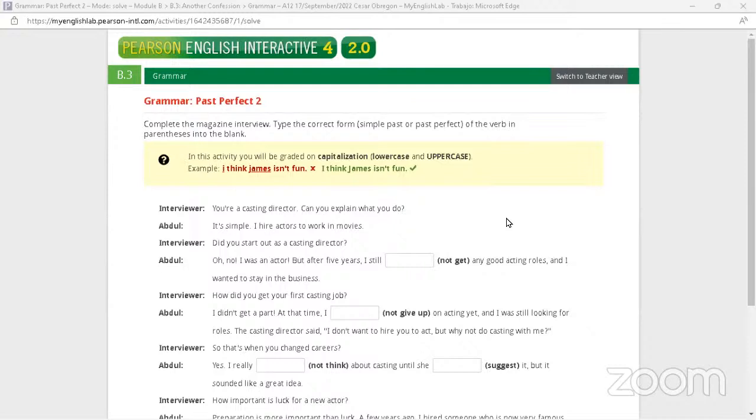You're a casting director. Can you explain what you do? It's simple. I hire actors to work in movies. Did you start out as a casting director? Oh no, I was an actor, but after 5 years, I still had not got any good acting roles and I wanted to stay in the business.